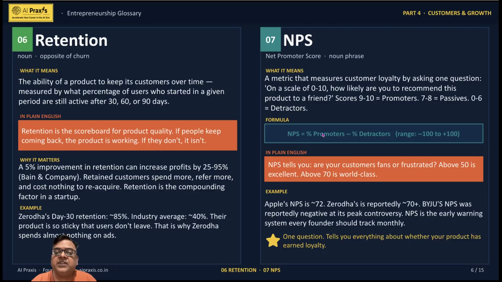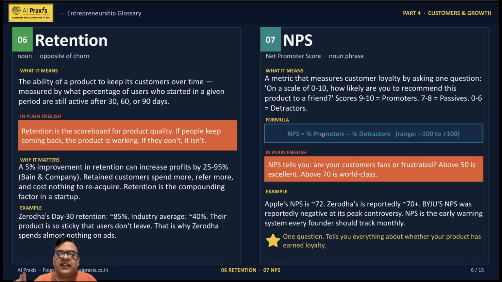Now let's move to NPS, that's Net Promoter Score. This is a very simple but powerful metric. You ask one question, and that is, on a scale of 0 to 10, how likely are you to recommend this product? You go to any airport, go to the washroom area, and you'll find a tablet with this kind of thing. There's a survey that you might have received from Amazon or from any other product.